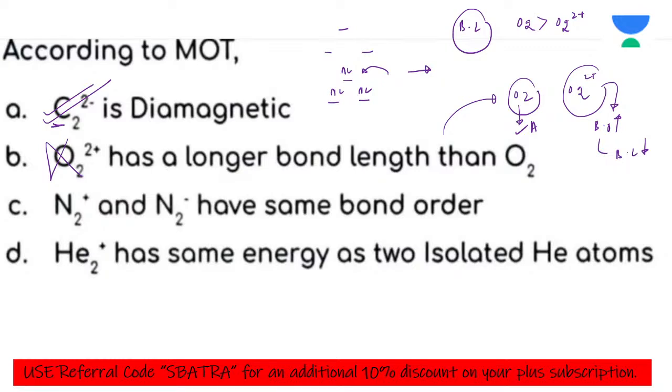The next statement is N2+ and N2- have the same bond order. So what's the concept? This is how we can draw the molecule.